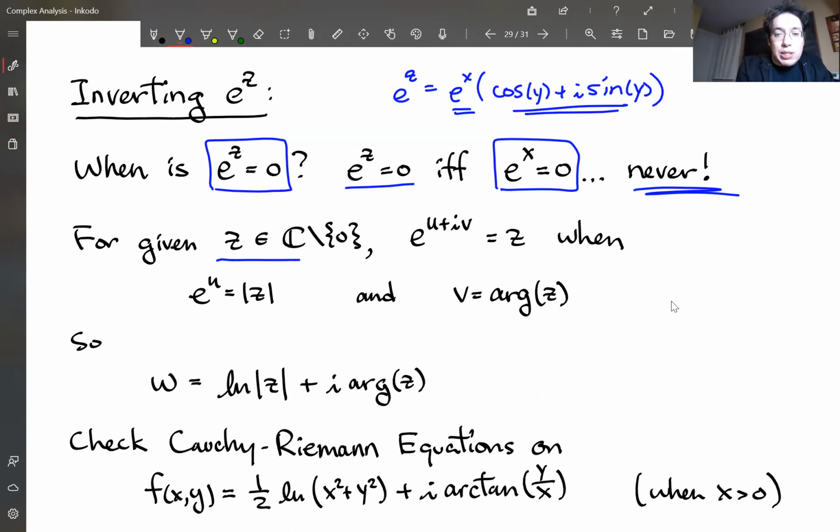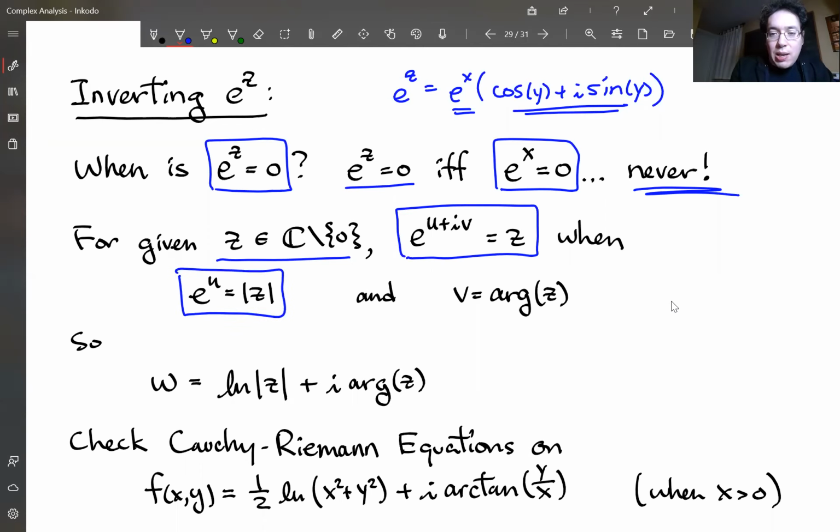So let's try to invert it. Pick any z that's not 0, and we would like to find u and v such that e to the u plus iv is equal to z. So we need two things to be true. We need e to the u to be the modulus of z, and v to be the argument of z.